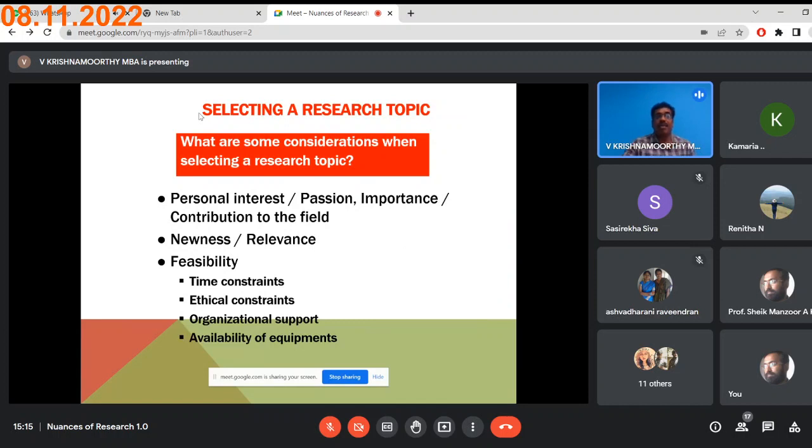Okay. Before discussing further, when you have decided to do research, first you have to select the research topic. The research topic plays a very, very important role. You can select your research topic in finance, or in marketing, or in human resource management, or anything. But the research topic should be selected based on your own personal interest. It should not be compulsion. Next, when you select a research topic, it should have some newness. Then you should not take a topic like customer satisfaction.